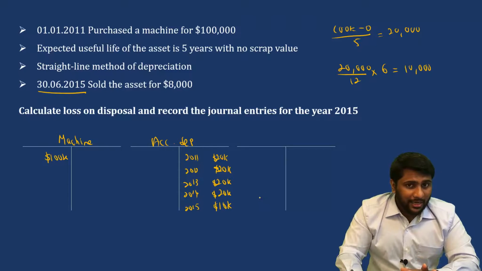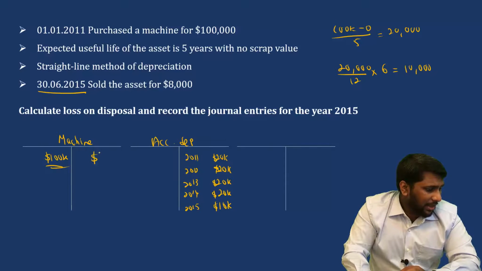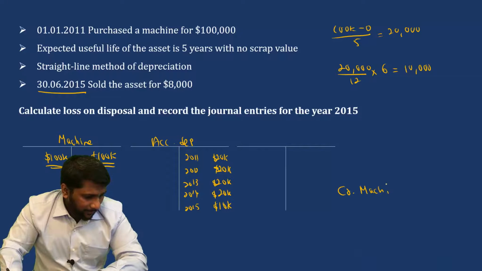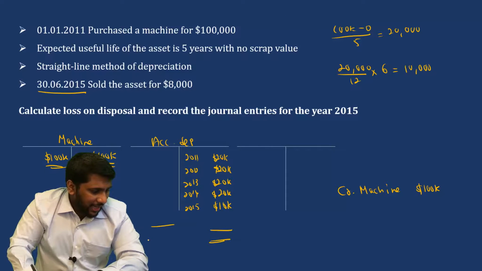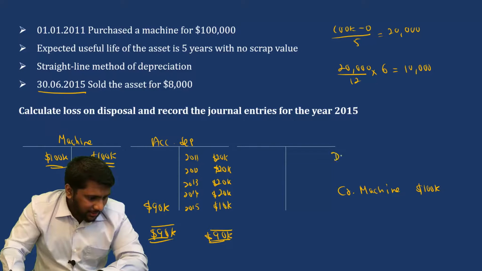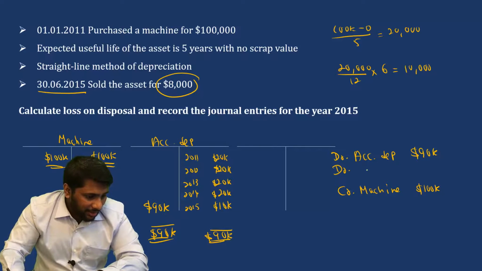So let's record the journal entries for this one. First of all, you have to cancel off your machine account. Here you have a debit record. By including a credit record, you can cancel it off. So credit your machine, how much is that? 100,000 US dollars. And you have to cancel off your accumulated depreciation account. How much is that? 90,000. So in order to cancel it off, you have to include a debit record for the accumulated depreciation. So accumulated depreciation, how much is that? 90,000 debit record. And you are getting cash, how much? By selling the asset, only 8,000 debit record. Cash, you are getting how much? 8,000 US dollars.